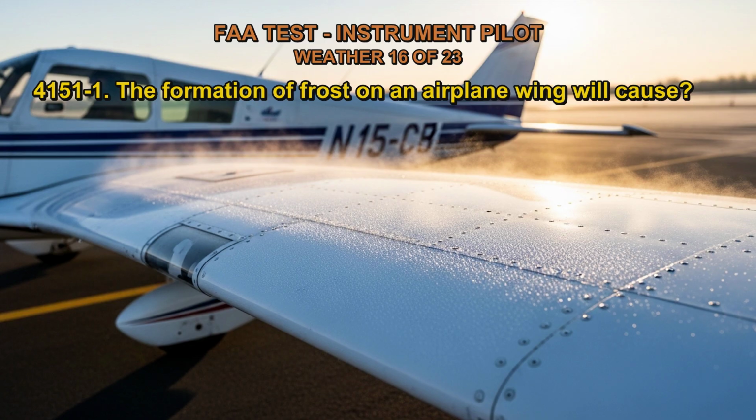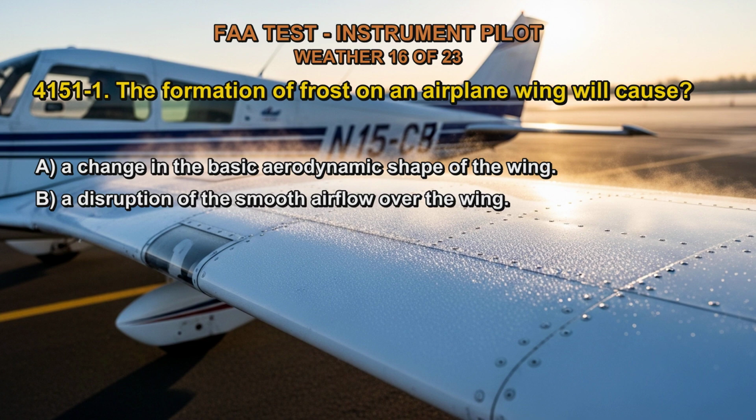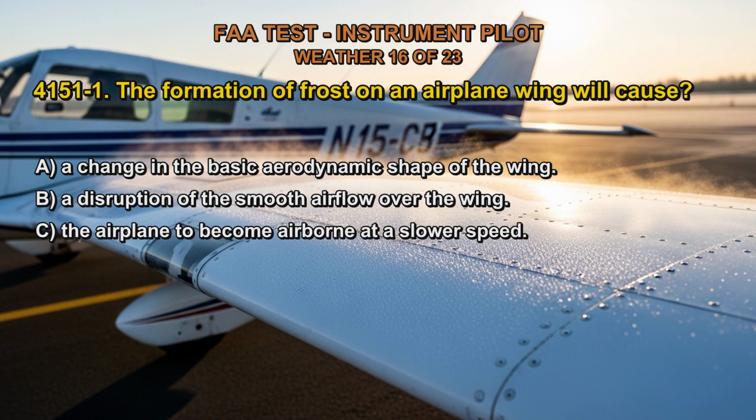4151-1. The formation of frost on an airplane wing will cause A. A change in the basic aerodynamic shape of the wing. B. A disruption of the smooth airflow over the wing. C. The airplane to become airborne at a slower speed.